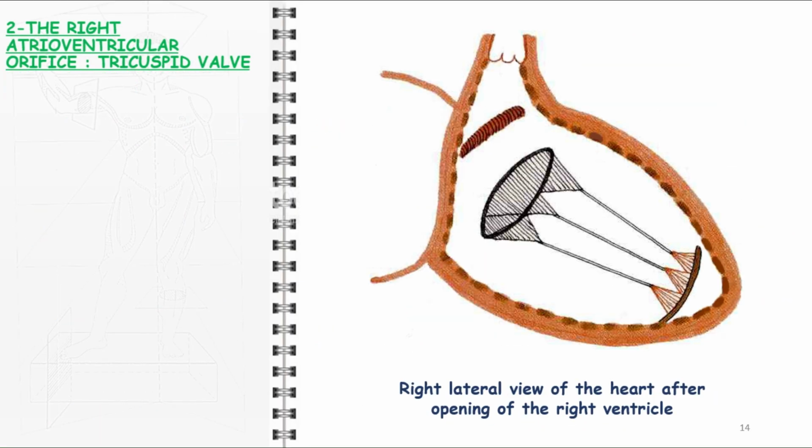The right atrioventricular orifice is a valvular apparatus located at the inferior part of the base of the right ventricle.